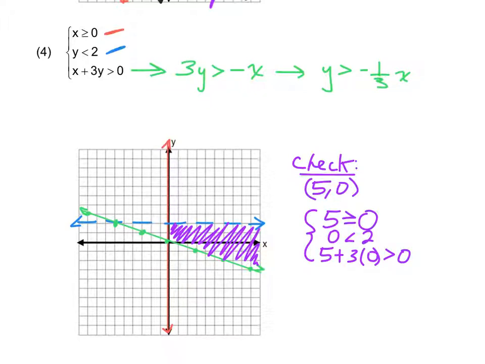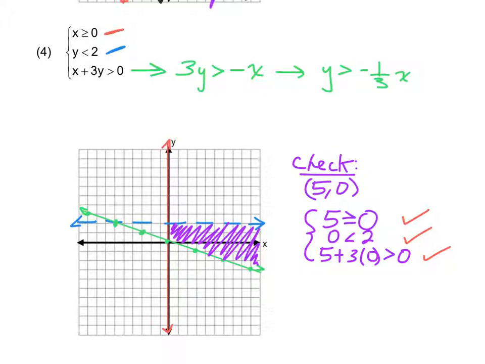Is my first sentence true? Yeah. 5 is greater than or equal to 0. Is 0 less than 2? Is 5 plus 3 times 0 greater than 0? Yeah. So it works for all three. So we are pretty satisfied that what we just came up with is correct.